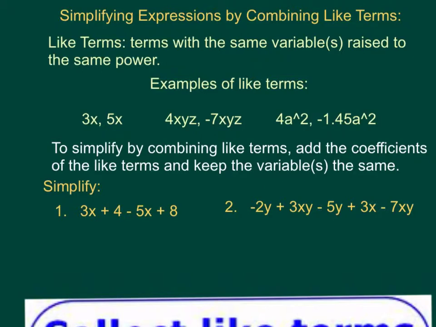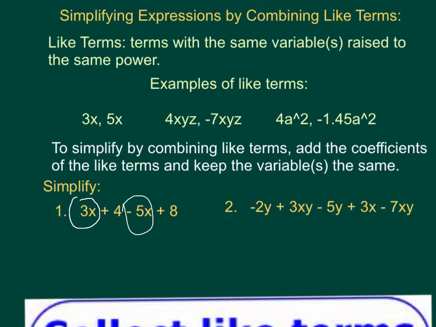So I see I have a 3x. I'm going to circle that. I see another term with an x in it. I'm going to circle that. Notice I circled the symbol going with the term. Remember, terms are separated by addition. So if I circle all of the symbols going with my term, that will tell me whether my term is positive or negative. My terms in this case are 3x, 4, negative 5x, and 8.